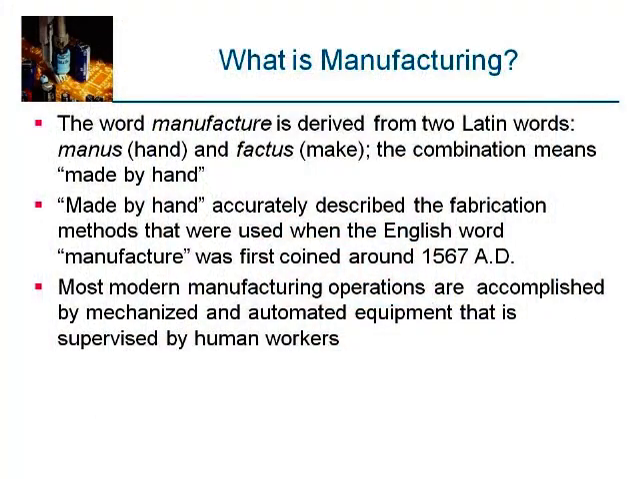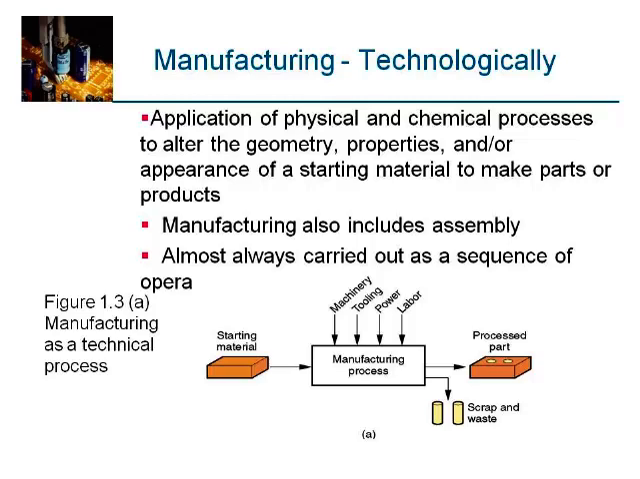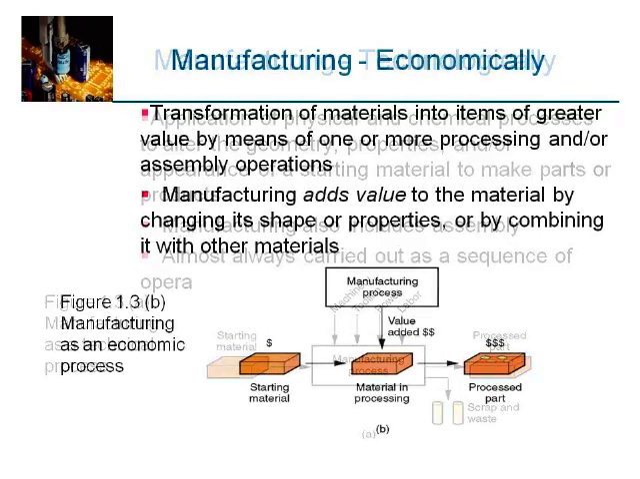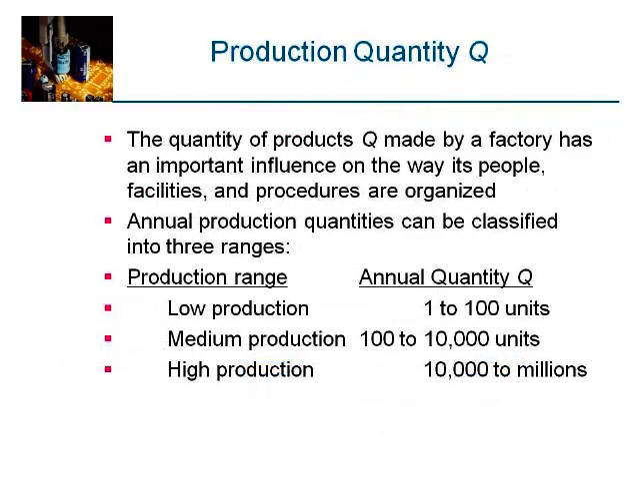Most manufacturing operations are accomplished by mechanized and automated equipment that is supervised by human workers. Manufacturing is the application of physical and chemical processes to alter the geometry, properties and appearance of a starting material to make parts or products, and it also includes assembly, almost always carried out as a sequence of operations. It is the transformation of materials into items of greater value by means of one or more processing and or assembly operations. Manufacturing adds value to the material by changing its shape or properties or by combining it with other materials.